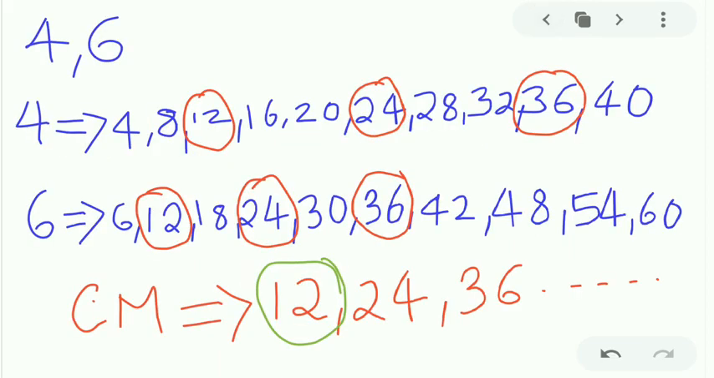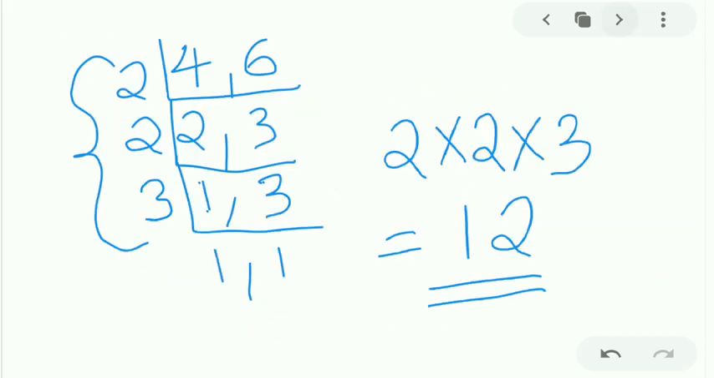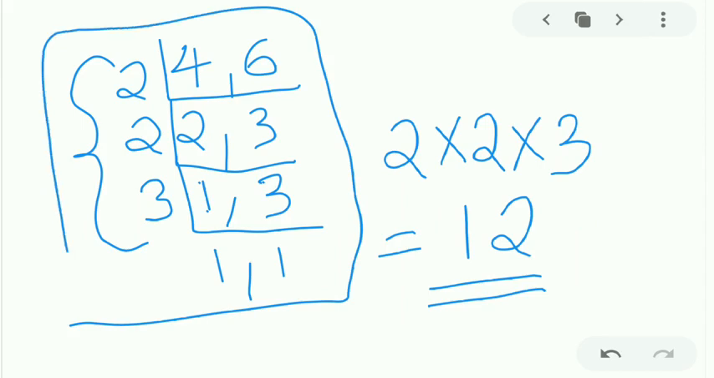By doing the division method, we found the answer so quickly. So we can say that if we are listing all the multiples of the given numbers and finding the common multiples among them, choosing the least one takes a little more time. So we can use this division method to find the answer quickly, and it is easier also.